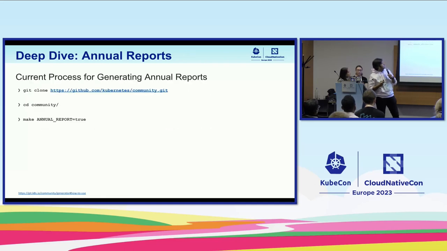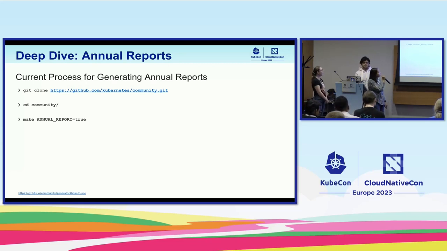With a little bit of context on what annual reports are, let's talk about the process of generating annual reports and the automation that we worked on towards that. Thank you. Currently we have a tool called Annual Report Generator, which sits in the Kubernetes/community repo, and that is the tool we use to generate templates for our annual reports. Simple: we clone our Kubernetes community repo, go inside it, and run this make target, make annual reports equals true.